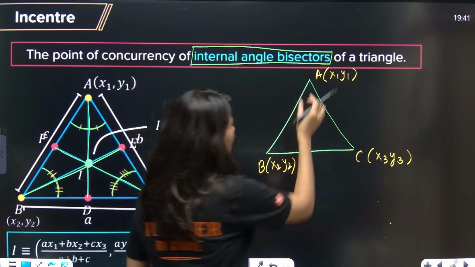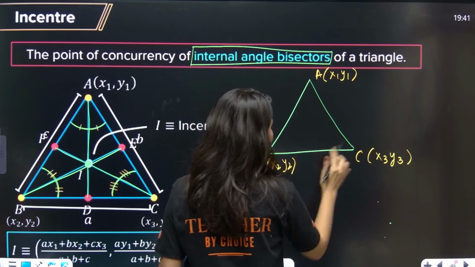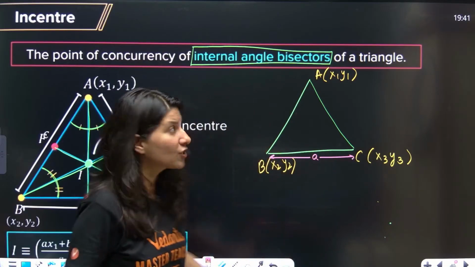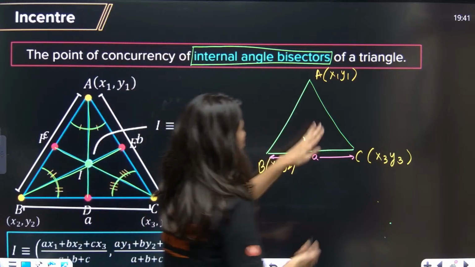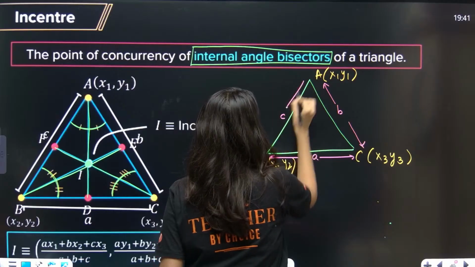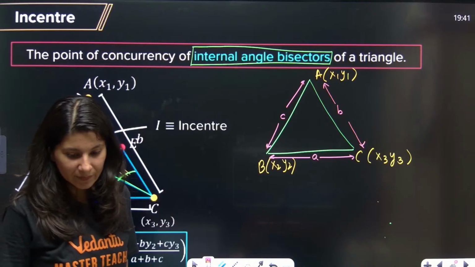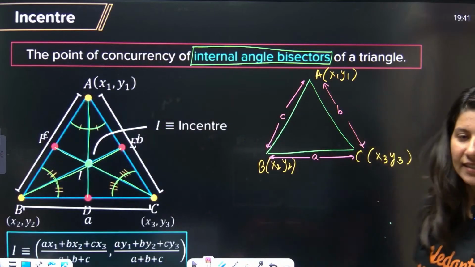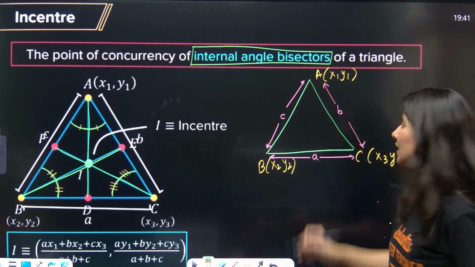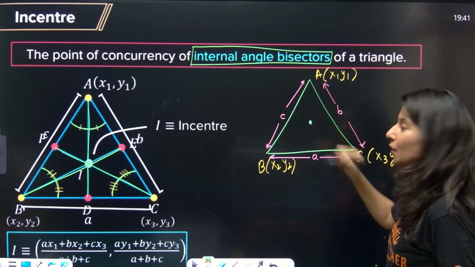Now this is your A. Opposite to capital A, you have this side BC, which is denoted by small a. This is the standard notation. Opposite to capital A, we have small a. Opposite to capital B, we have small b. Opposite to capital C, we have small c. Now, understand what is happening over here. This particular point is your in-center.